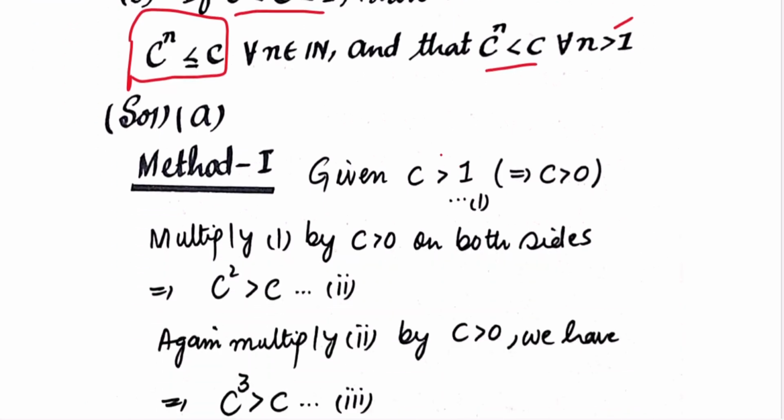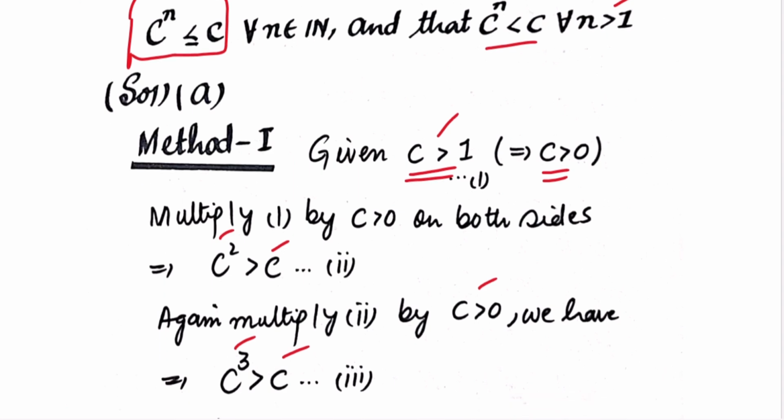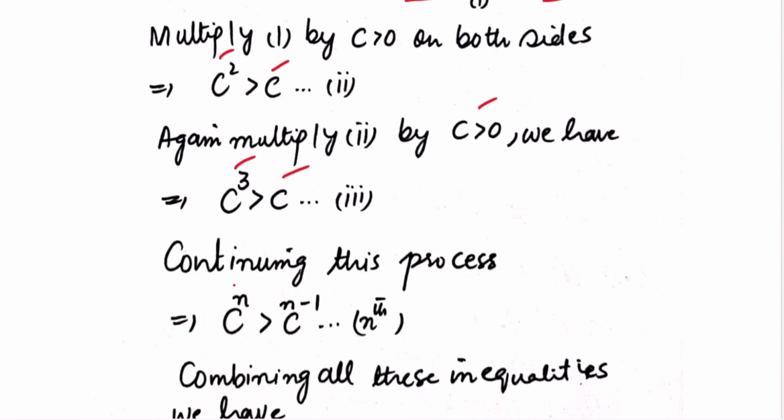Given that C is greater than 1, it means C is positive. Multiply (1) by C greater than 0 on both sides, we have C square greater than C. Again, multiply (2) by C positive, we have C cube greater than C. So in this method, I will make a chain. Continuing this process, C raised to power n is greater than or equal to C raised to power n minus 1. This is the nth inequality, or you can name it by star or anything else.